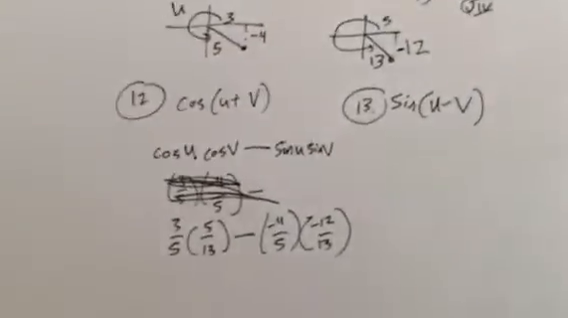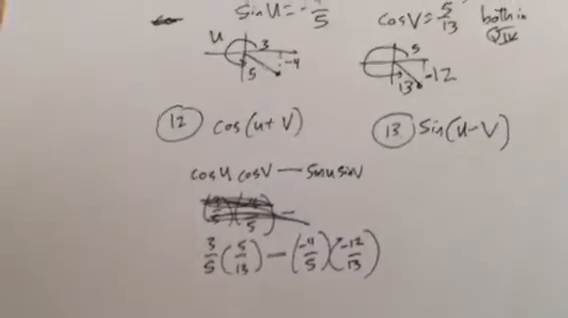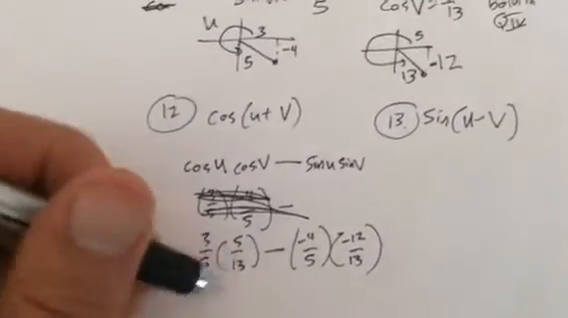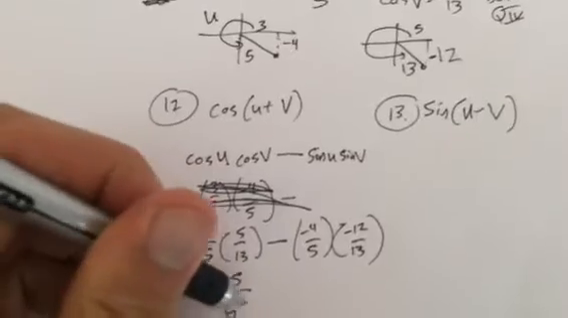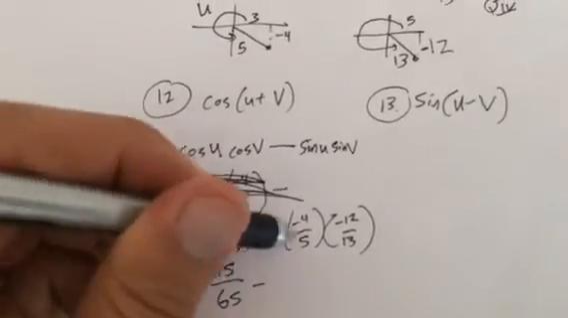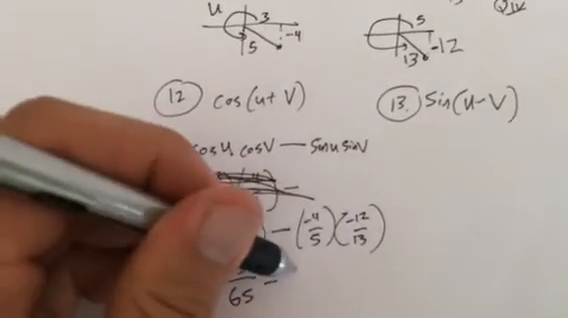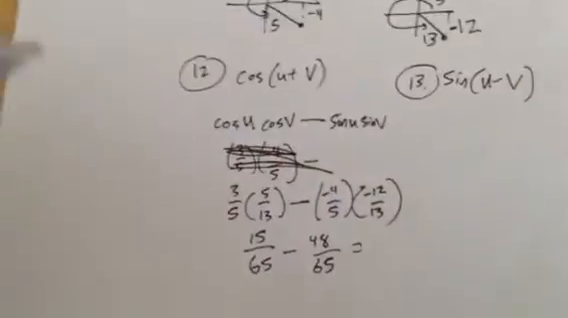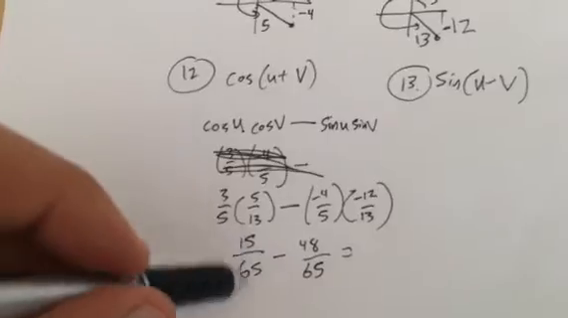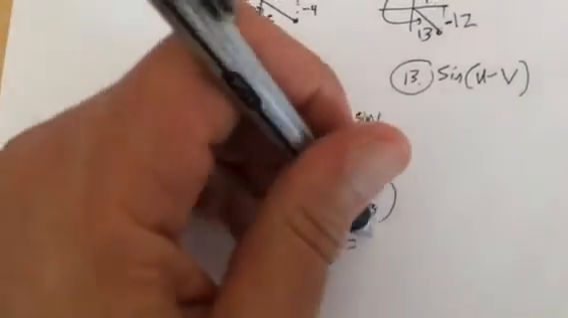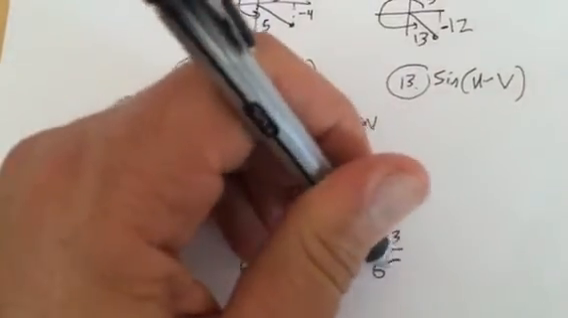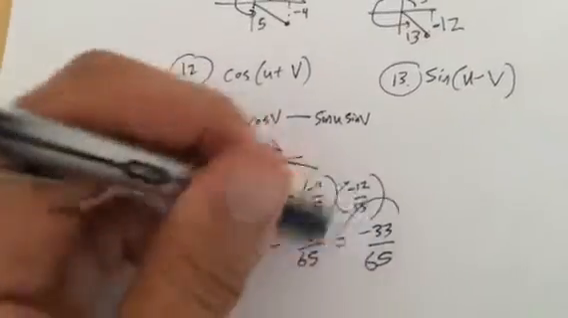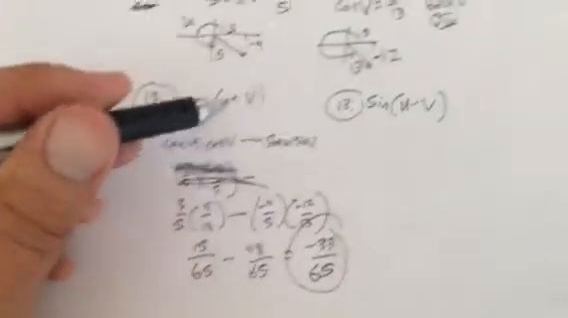All right, so now what I've got to do is a little bit of multiplying. 3 times 5 is 15, 5 times 13 is 65. Minus, negative times negative is positive, so that's going to be 48, also over 65. Once I do that subtraction, 15 of them minus 48 of them is negative 33 of them. So there's my value for cosine of u plus v: negative 33/65.